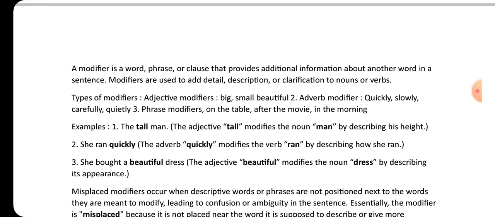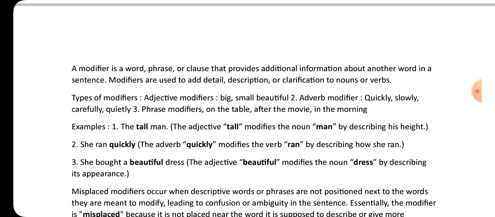We have different types of modifiers, which are adjective modifiers. Examples of them are big, small, beautiful. These are adjective modifiers. And we have adverb modifiers, which are quickly, slowly, carefully, quietly. These are all adverb modifiers.